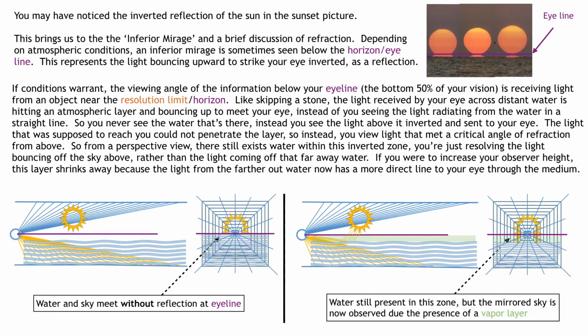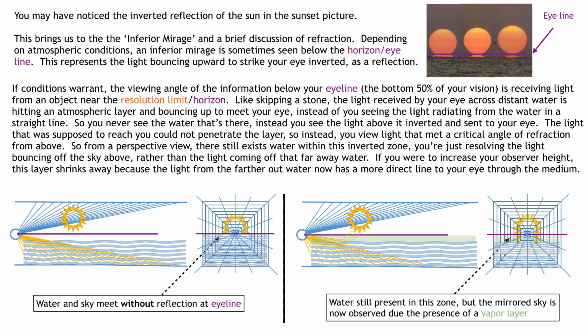So let's talk about the inferior mirage a little bit. You may have noticed an inverted reflection from the last video about where the true horizon line may be with regard to a sunset. So we'll explain that phenomenon here.